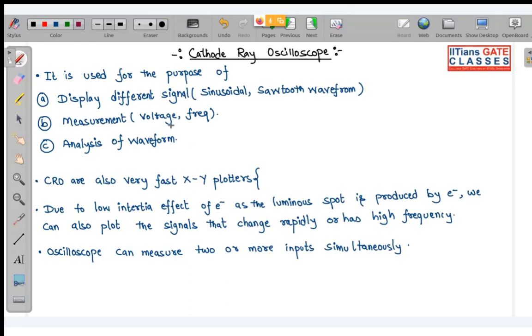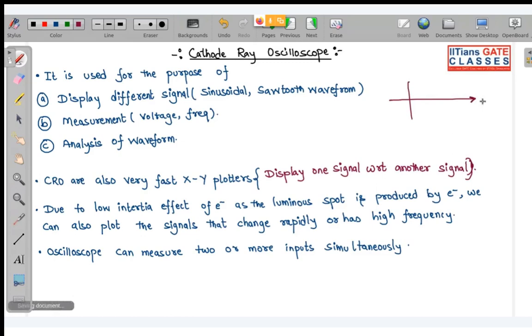Now it's fine. So the CRO is also a very fast XY plotter. What I mean by XY plotter is that it can display one signal with respect to another signal. Usually when we plot any signal, the x-axis is basically time.